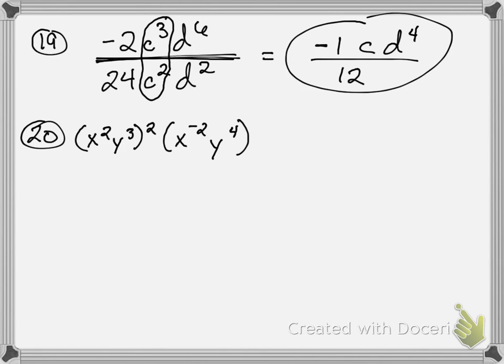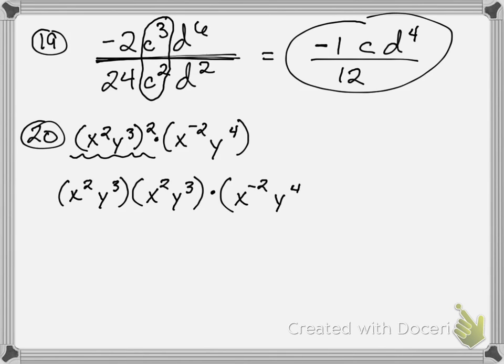Now, for 20, we got x squared y to the third, all that in parentheses raised to the second power, times x to the negative 2, y to the fourth. Okay, so when we divide exponents in 19, we subtract. When you're multiplying exponents, you add. So what I need to do is rewrite this whole piece here. So that really means x squared y to the third twice. X squared y to the third. Okay, and then I still have that times x to the negative 2, y to the fourth.